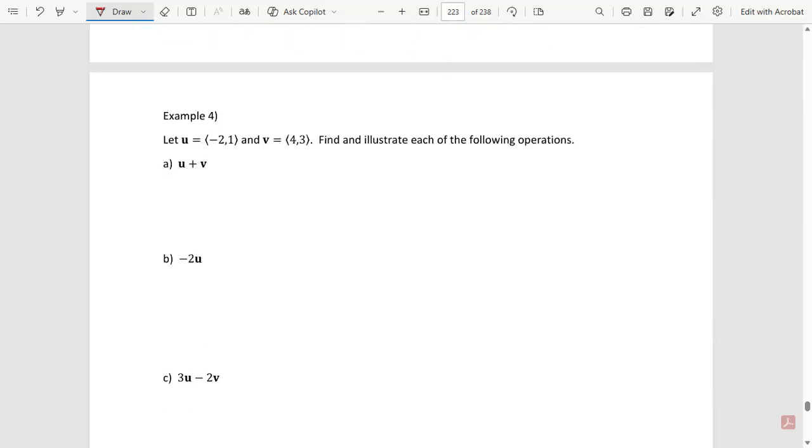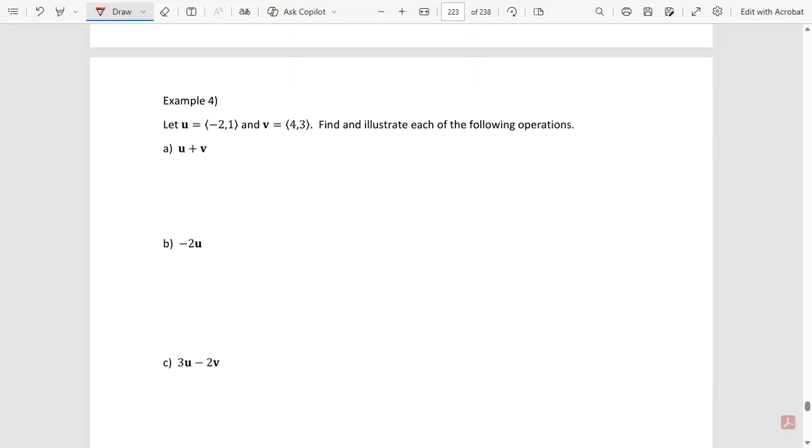Let's look at this example. We have a vector u and vector v, and we want to find each of these parts. First, u plus v. So u plus v means adding two vectors. I want to add vector u by vector v. Just add the horizontal components and add the vertical components. X values together, y values together.